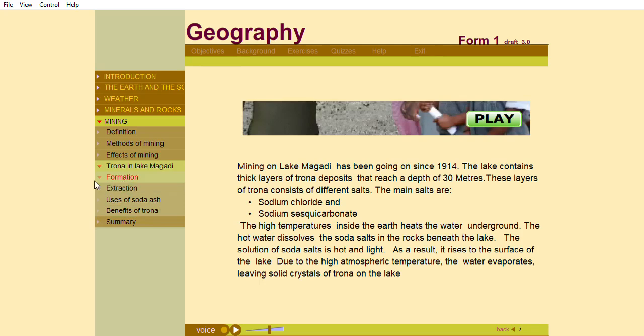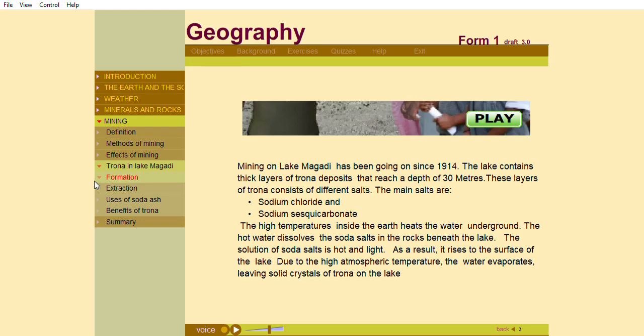Mining on Lake Magadi has been going on since 1914. The lake contains thick layers of trona deposits that reach a depth of 30 meters. These layers of trona consist of different salts. The main salts are sodium chloride and sodium sesquicarbonate.